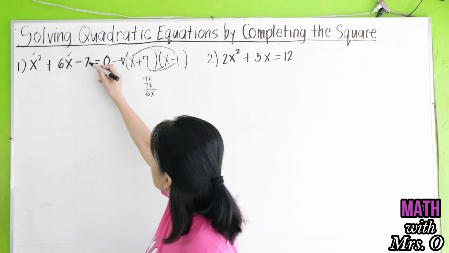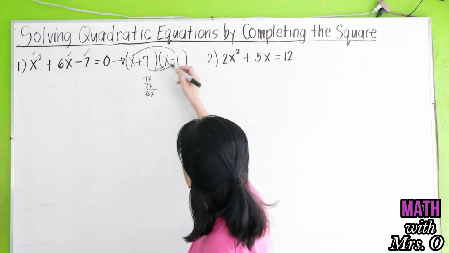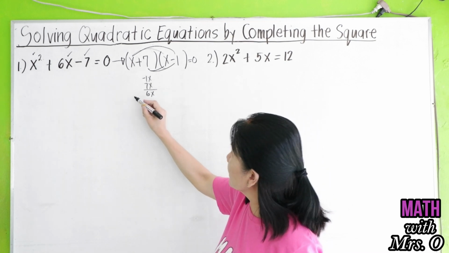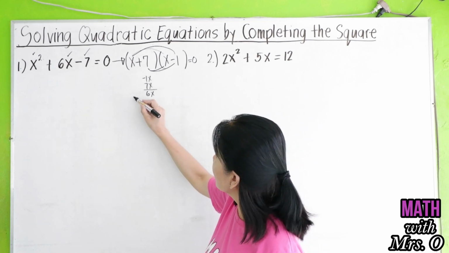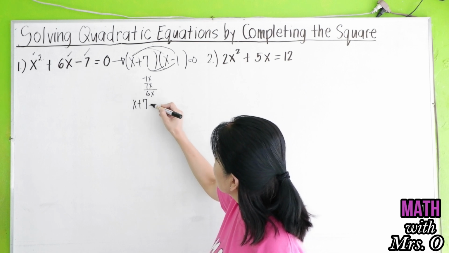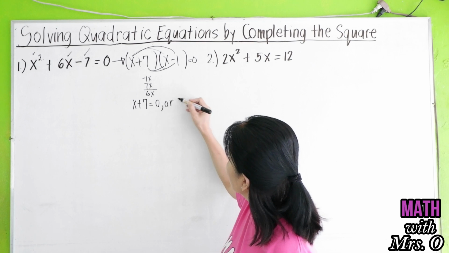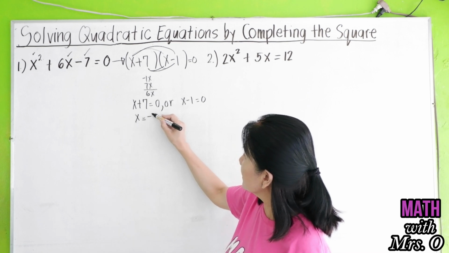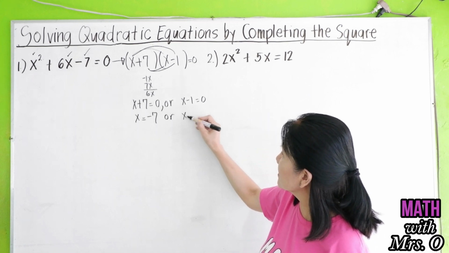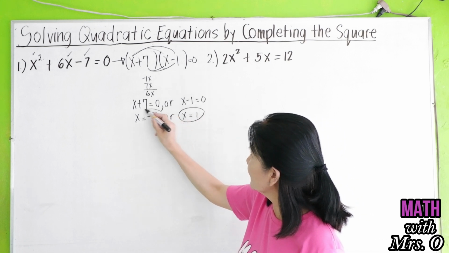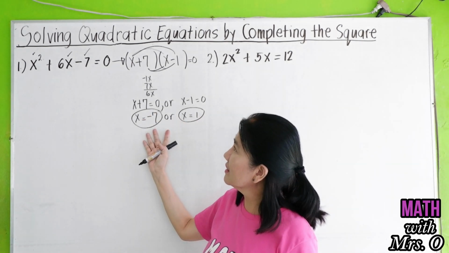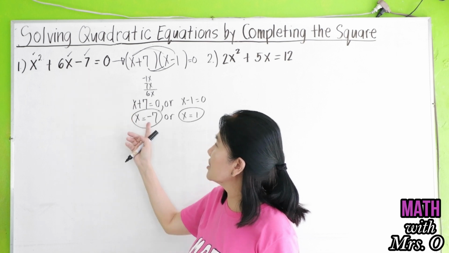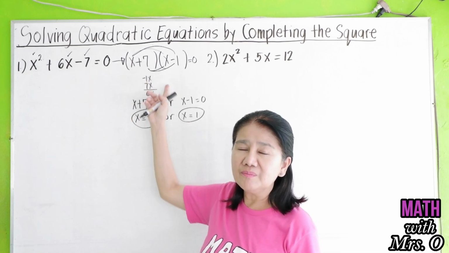7 times negative 1 is negative 7. This is equal to 0, so we equate this to 0. Now, by the zero product theorem, we learned last time that x plus 7 is equal to 0, or x minus 1 is equal to 0. So, x is negative 7, or x is equal to 1. There.